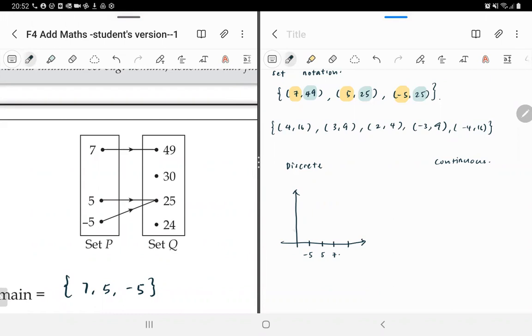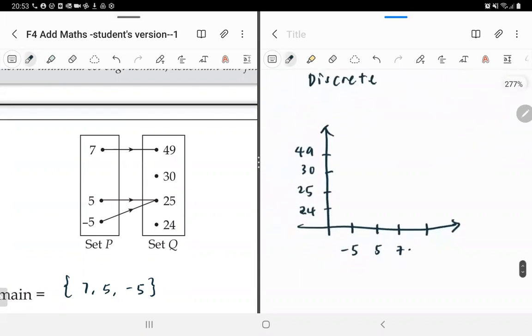Okay, and then the image here will be 1, 2, 3, 4. You have 4 numbers, right? So from small to big number, so 24, 25, 30, 49. So your codomain will be the vertical line. Domain will be the horizontal line. Then we map it by putting the dot. Okay, let's say here your 7 is mapped to 49. So 7 mapped to 49, you put a dot here.